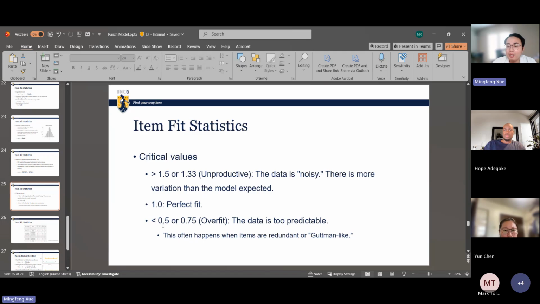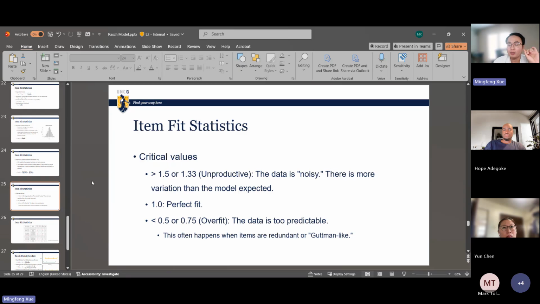While if it is below 0.5, the data is too predictive, too predictable, and it doesn't provide enough variance to reflect the latent trait. This often happens when items are redundant or Guttman-like items. Guttman style items are another topic. We are used to Likert scale items, from totally disagree to totally agree, from not very often to always. So this is a Likert scale item, but there's another family of format that we call Guttman scale items, and this will be another topic.